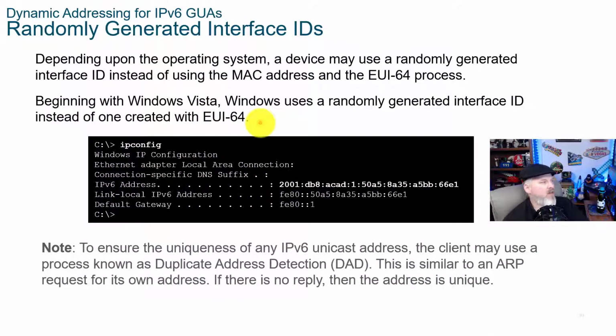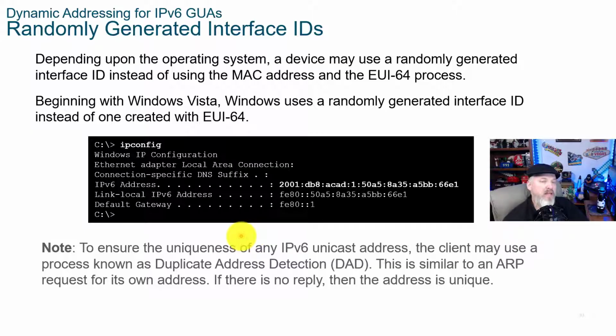Randomly generated interface IDs. Depending upon the operating system, a device may use a randomly generated ID instead of using the MAC address and the EUI-64 process. So with Windows Vista, Windows uses a randomly generated interface ID. So leave it to Microsoft to do it differently, which is fine. But if you go into your Windows and do your ipconfig, you can see your v6 address here. This one was randomly generated. And then you've got your link-local IPv6 address and then your default gateway.